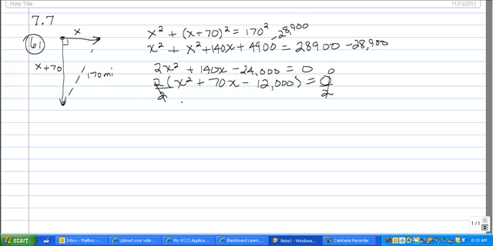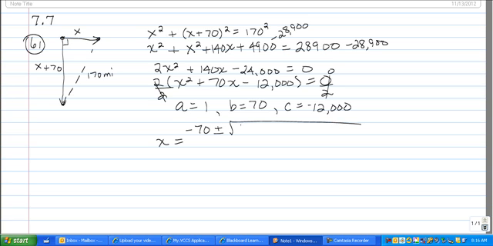Now we have a is 1, b is 70, and c is negative 12,000. If it looks easy to factor, I usually go ahead and factor it, but if it doesn't look easy to factor, I have a tendency to go with the quadratic formula, which is what I'm doing here. So x equals the opposite of b plus or minus the square root of b squared, 70 squared would be 4,900, minus 4 times 1 times negative 12,000, all over 2 times 1.